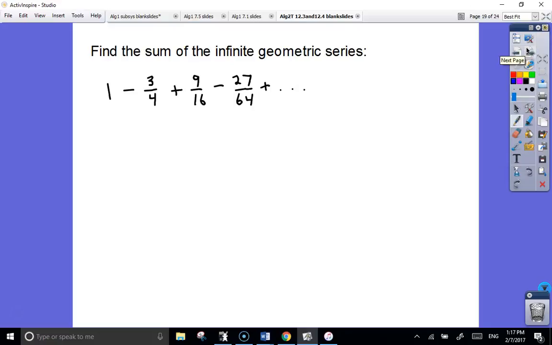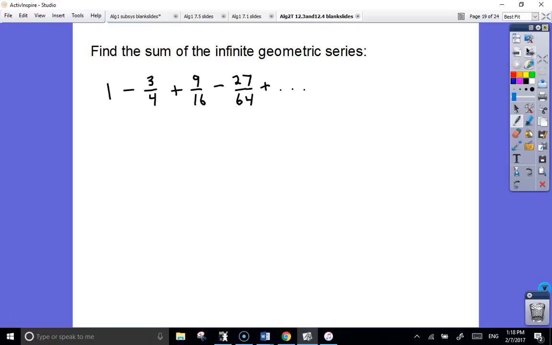Okay, how about this one? This one's not written as a summation. Before we even try, will this sum converge? Meaning, is the absolute value of r less than 1? All you need to look at is, are the terms getting smaller? Yeah, it goes from 1 to 3/4 to 9/16. The terms are getting smaller, so yes, we can find the sum.